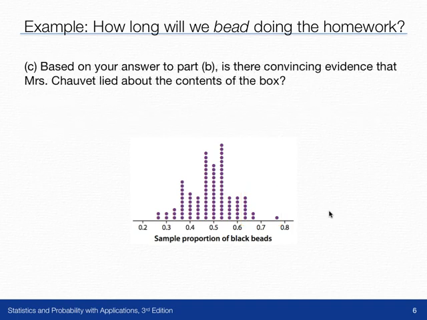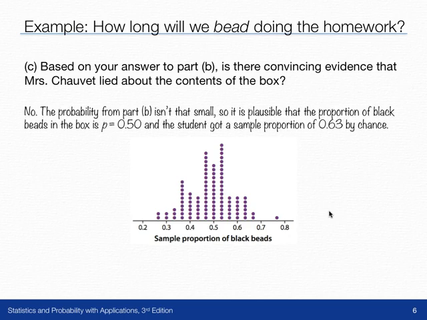In part C, we want to know if there's convincing evidence that Mrs. Chavez lied about the contents of the box. Given that a sample proportion of 63% or higher is plausible, we're not going to say that there's evidence that she cheated. It's plausible that the proportion of black beads in the box really is 50% and that the students got a sample proportion of 63% just by chance. Our results from part B indicate that something like that is entirely possible.